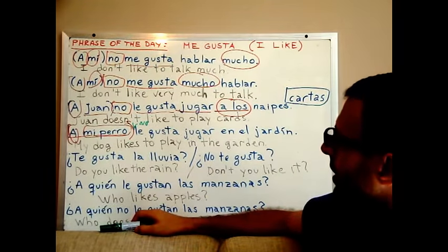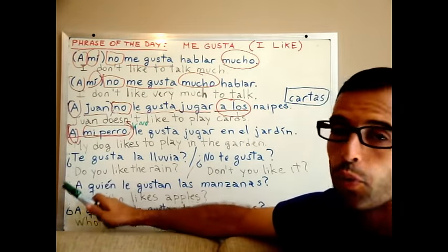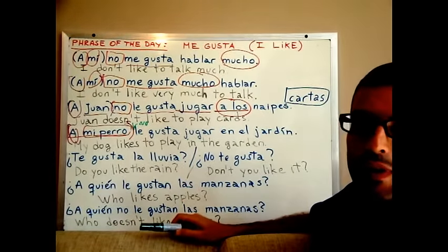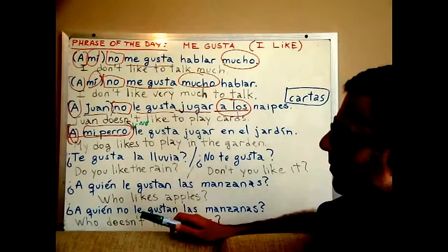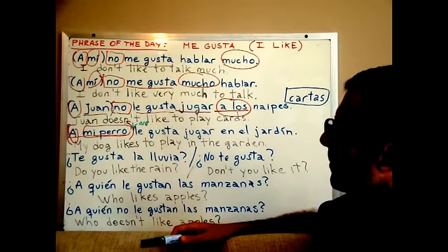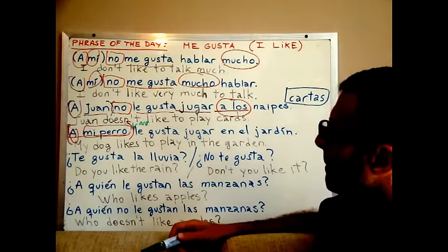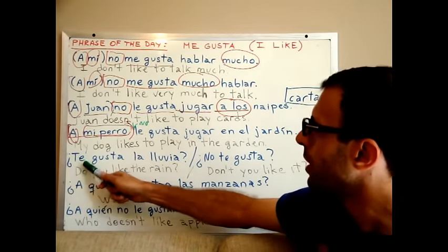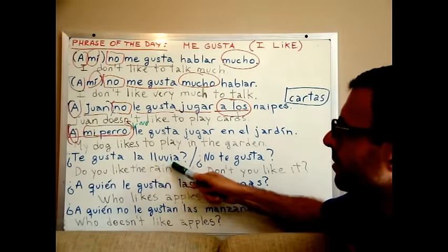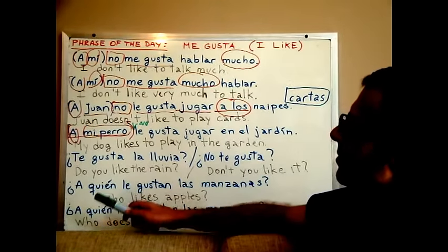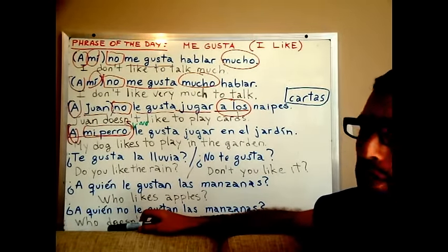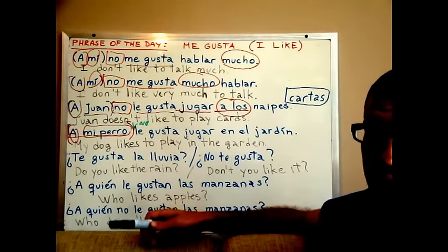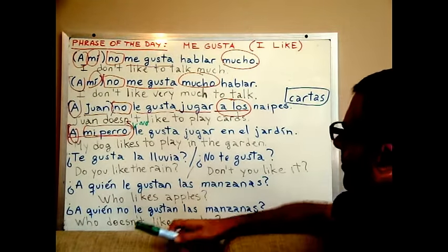Okay. Let's see, here we have a question sentence. ¿Te gusta la lluvia? Do you like the rain? Or do you like rain? This means, do you like the rain? Right? Or we can also ask the same thing in the negative. Don't you like the rain? Or don't you like it?